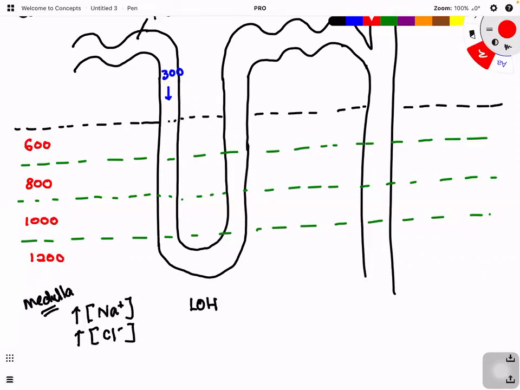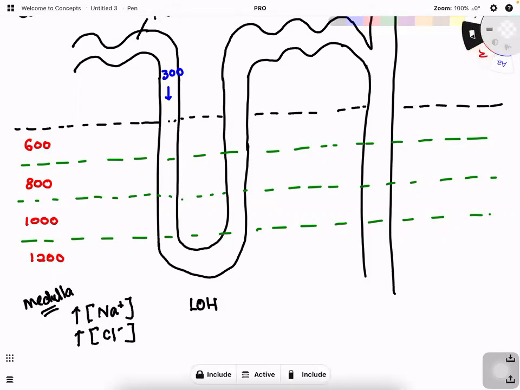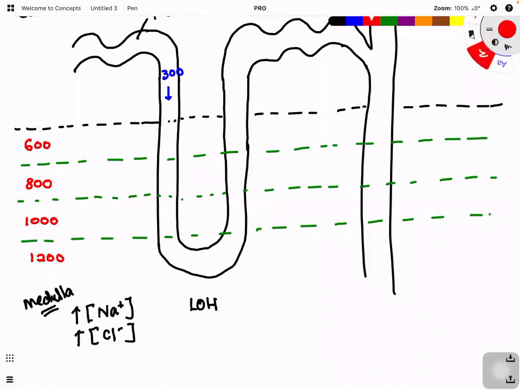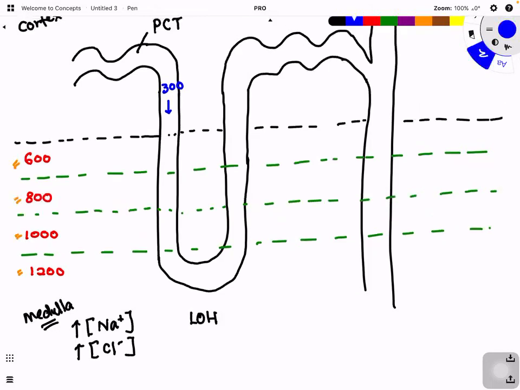So imagine here 600 units of solute, compared to 800, 1000, and 1200. That means the solutes, or what we call the osmolarity. Now imagine that, because we do know that at the descending limb here, it is permeable to water molecules.